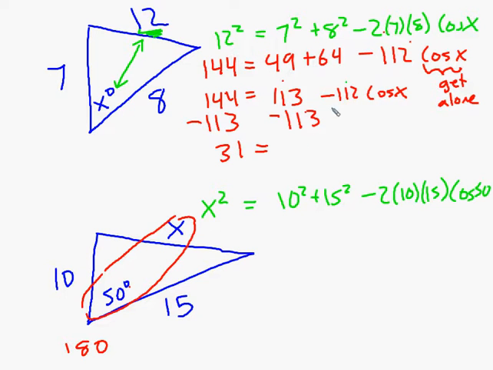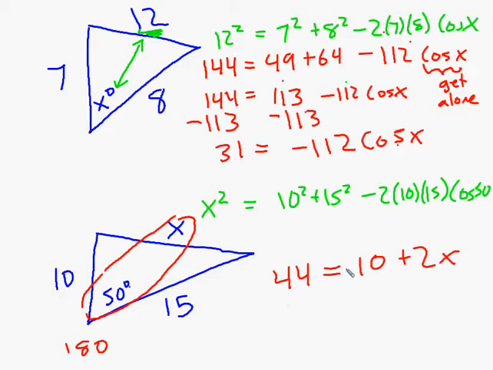I copy down, don't lose that sign of the negative 112 cosine x. Now what do I do? Would you divide by negative 112 cosine? No, I can't divide by cosine. Pretend, when you're doing trigonometry, come back. What would I do if it were just a regular equation? What would I do here?